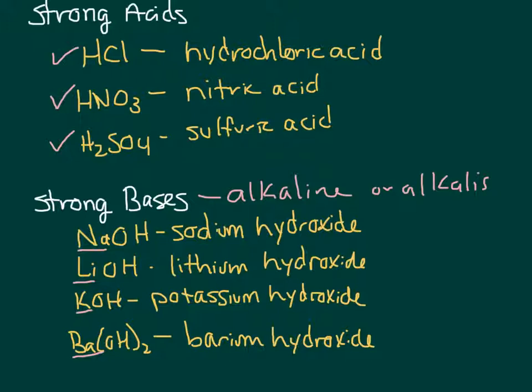The 4 that we use, or the 4 that are strong, are sodium hydroxide, lithium hydroxide, potassium hydroxide, and barium hydroxide. Any other acid or base present is weak if it's not on this list. Some examples being CH3COOH, ethanoic acid, or any other organics, H2CO3 carbonic acid, or H3PO4 phosphoric acid.